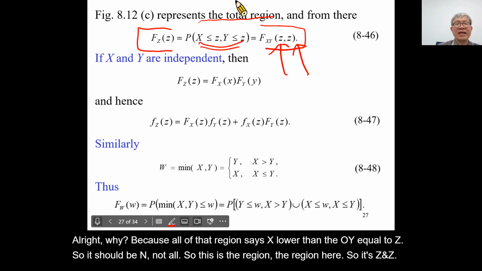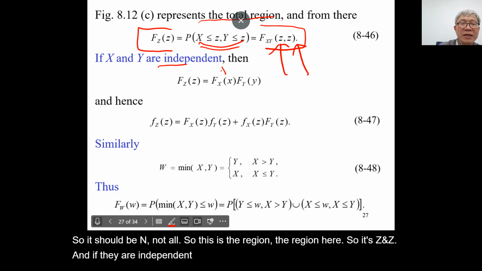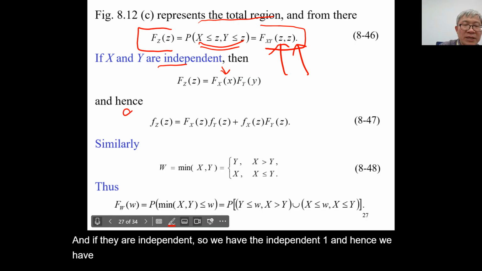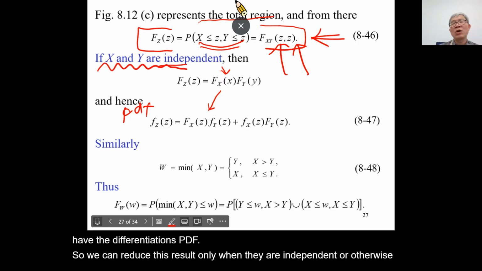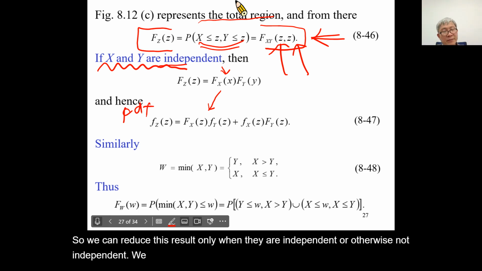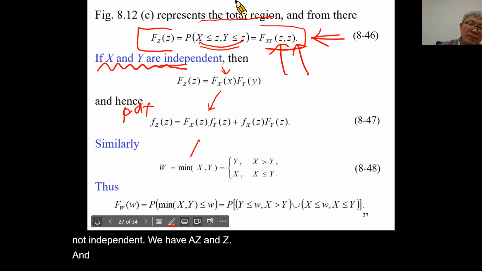And if they are independent, we have the differentiation, the PDF, so we can reduce this result. This is only when they are independent. Otherwise, when not independent, we have a z and z. And similarly, we can consider minima, and we can have the region.